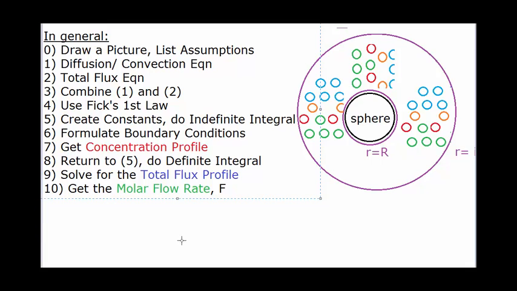First we draw a picture, then we use the diffusion convection equation, then we use the total flux equation, then we combine these two together, usually with the assumption that some relationship with the total flux is a constant. Then we combine it with Fick's first law, we create constants, we do the indefinite integrals, we use the boundary conditions to solve the system and get the concentration profile. We return back to step 5 where we did the integral, we do a definite integral this time, we solve for the flux profile, and afterwards we can get the molar flow rate. So if that confuses you, I'm going to do exactly those steps here and you'll see what I mean.